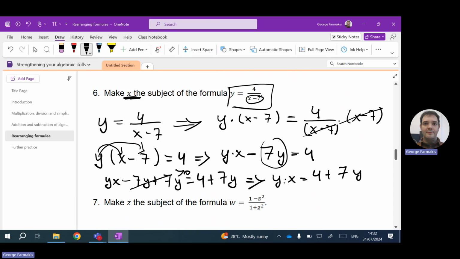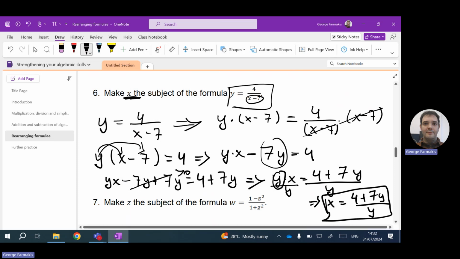Now I want to isolate x, so I want to get rid of the y. So if I divide both sides by y, I get x equals 4 plus 7y over y. And this is how you can rearrange this formula for x. So we had the formula where the subject was y. We rearranged it to make x the subject.